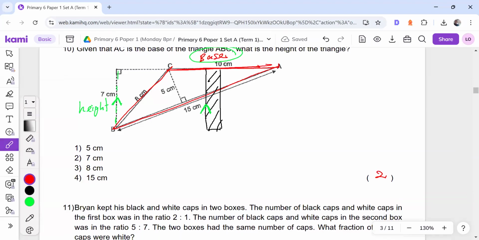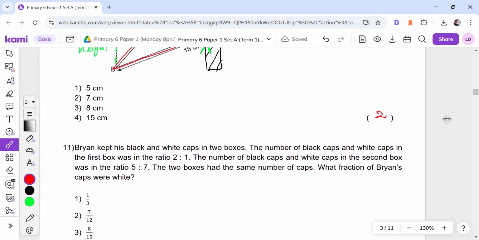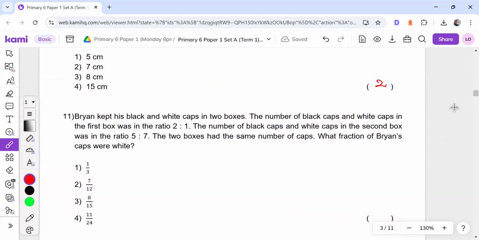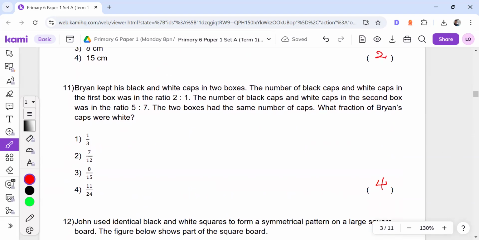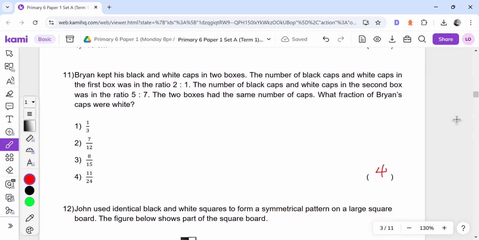Okay, question 11. The answer is number 4. By the way, if you have a mistake, can you just give a thumbs up so I know who you are? Anyone got a mistake for number 11? Then just press a thumbs up. All correct.